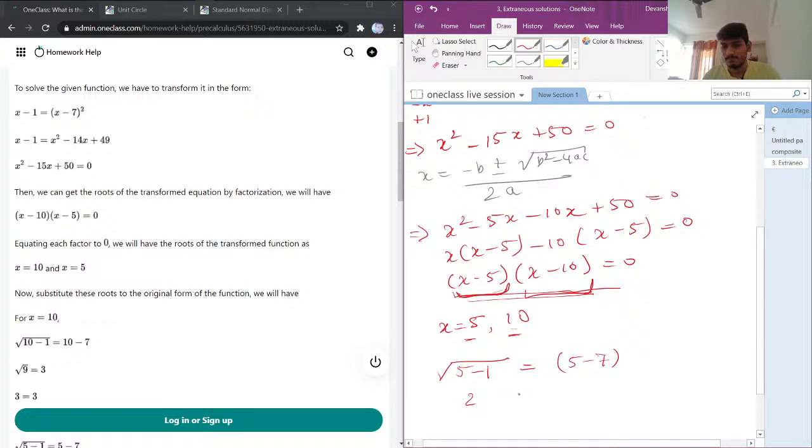And here we get this will be minus 2. So here you can see 2 and minus 2, these are not equal. So x equal to 5 does not satisfy the equation.